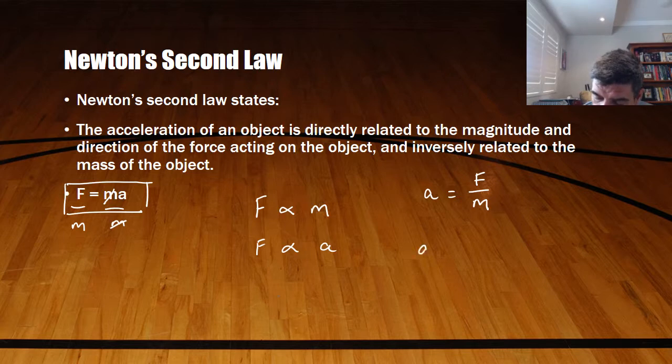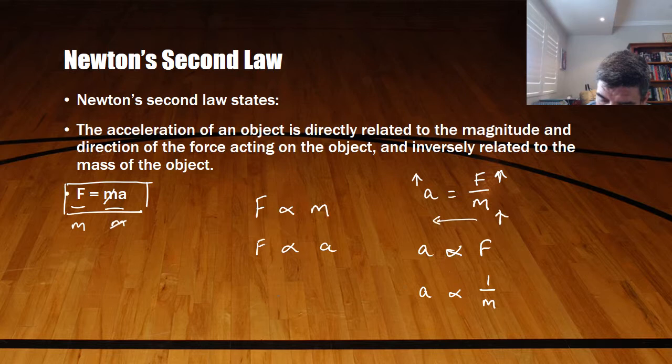Then you can see that the acceleration is proportional to the force. If this number gets bigger, this number gets bigger. But acceleration is actually inversely proportional to the mass. So that means when this number gets bigger, this number here gets smaller. These relationships are very important when we're analysing the motion of different objects.